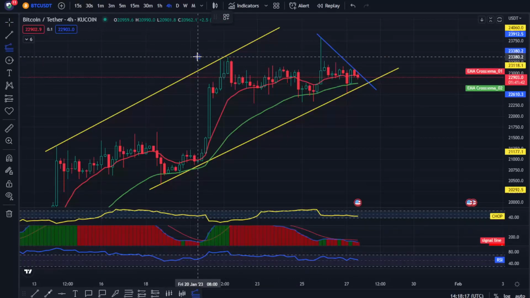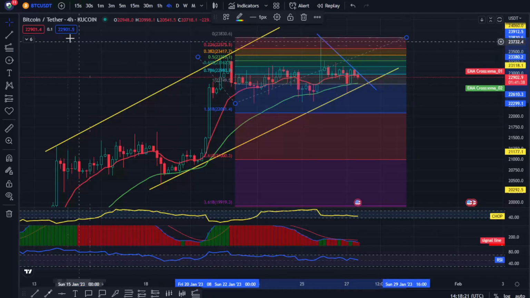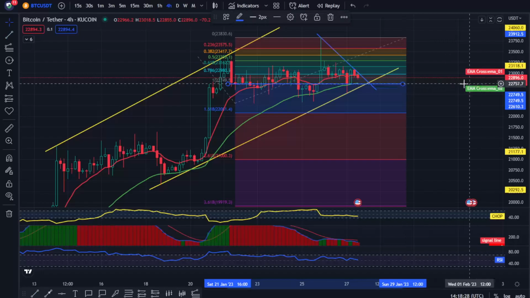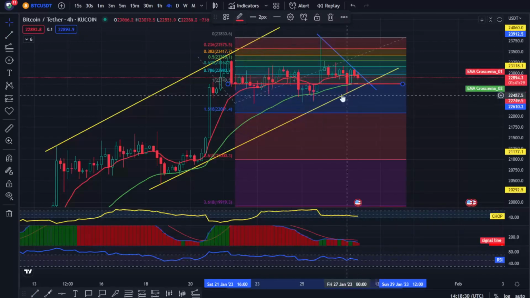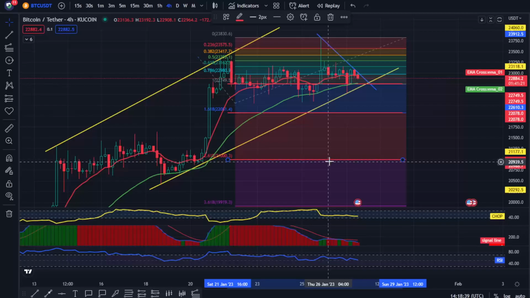Now let's move on to determining the support places for the price in here, using the trend-based fib extension tool. We can mark the first support at $22,750 if it is broken. We have the second support at $22,078 and the third at $20,989.